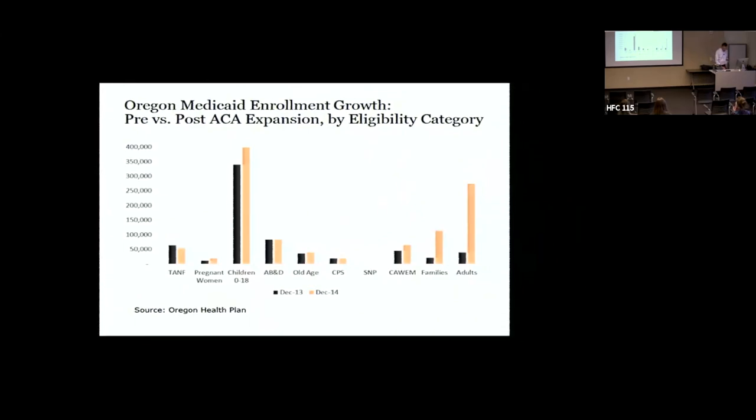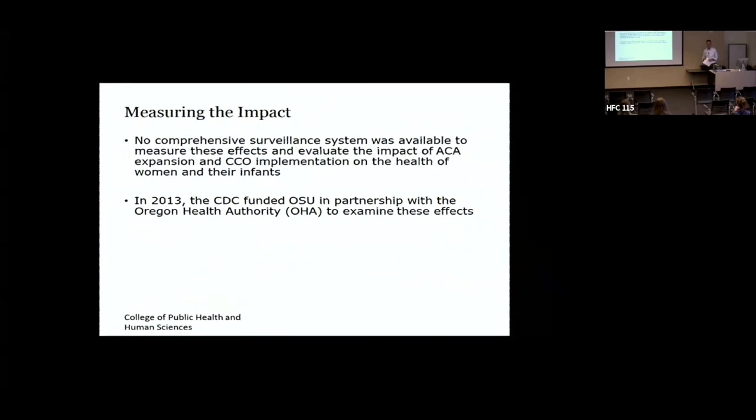But there was not a systematic surveillance system in place to measure whether the CCOs and ACA expansion were having an effect, as hoped, on the health of Oregonians. And CDC was particularly interested in understanding the impact on women of reproductive age and their young infants. And so they funded us starting in 2013, just before Medicaid expansion, to examine those policy changes and their effects.